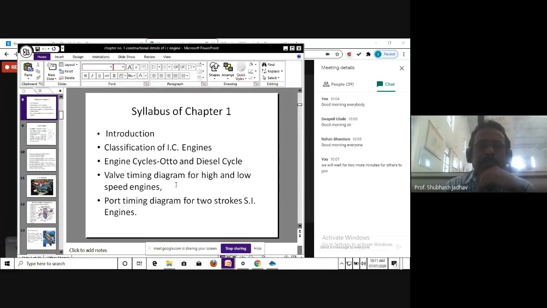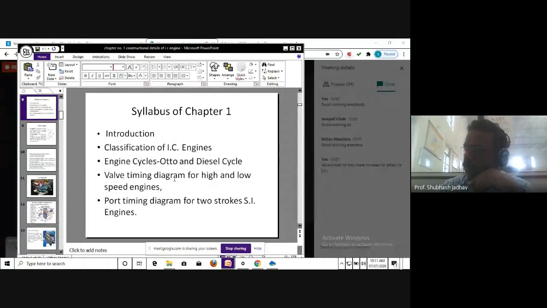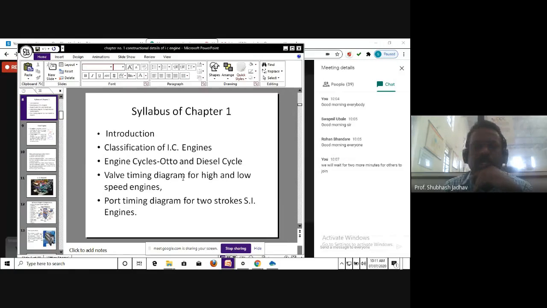Then we went on to discuss the valve timing diagram: what a valve timing diagram is, and how we get this particular valve timing diagram. We discussed the difference between a valve timing diagram for a high speed engine and a low speed engine. Then we went on to discuss the port timing diagram, and how the port timing diagram for an SI engine and a CI engine differs. With this, these were the things we discussed in the previous lecture.